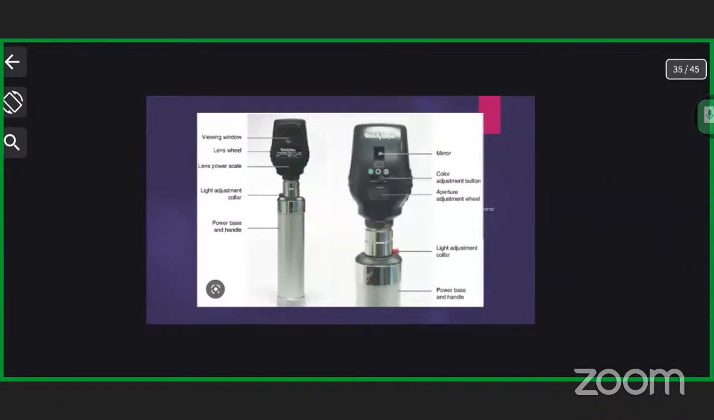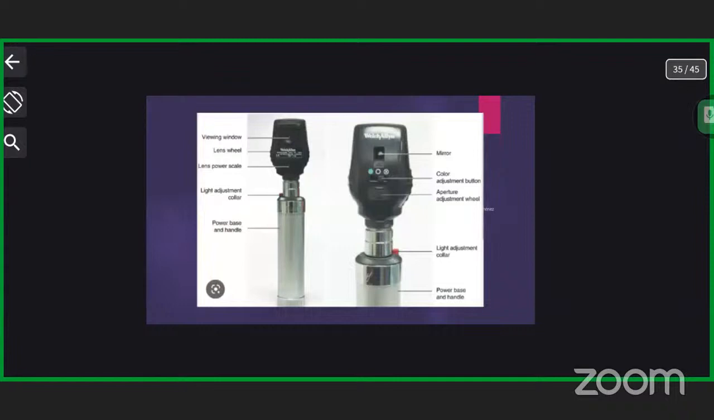So, taking that into account, we have the parts of the ophthalmoscope. Again, we have to consider them an important fact, maybe just extra information, because well, it's important to get it. We have the viewing window, the lens wheel for changing the resolution of the image we are checking. The lens power scale for checking how we are getting in, right? The light adjustment collar, well, it's necessary for not hurting the patient during the procedure.